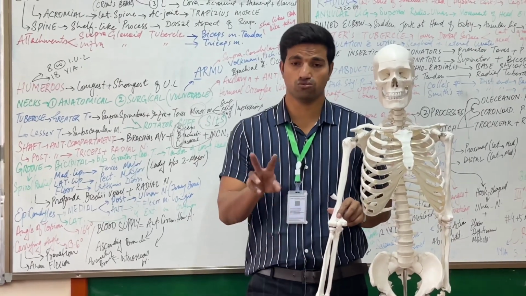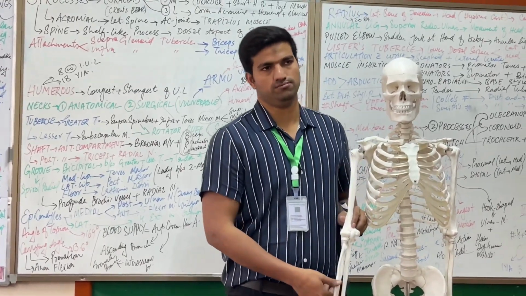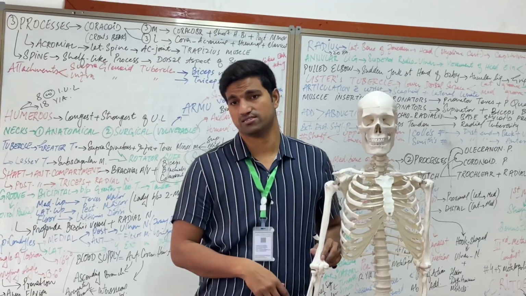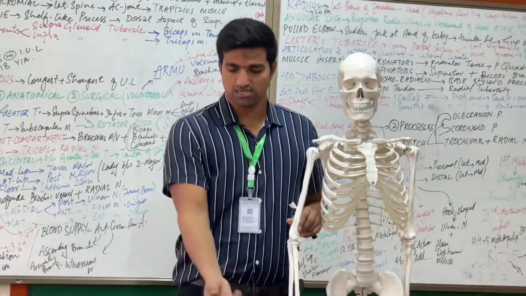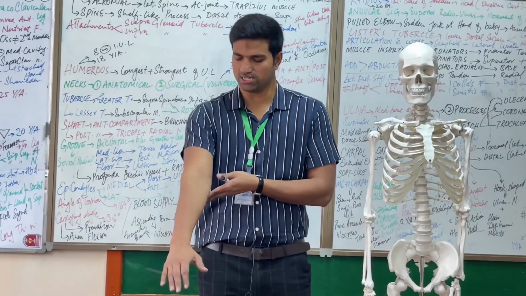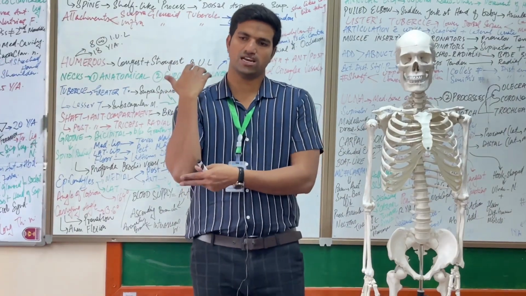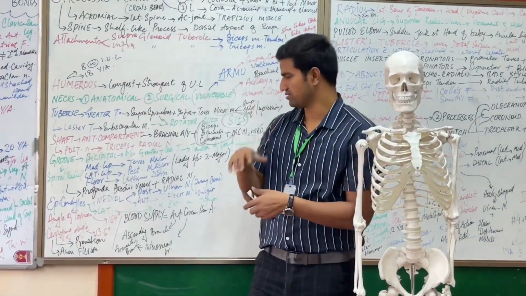And there are 2 things that will lead to the vanishing of this carrying angle. The first is pronation. This is the normal carrying angle. If I do pronation, the carrying angle will be no more, and if I do extension at the elbow joint, the carrying angle will be lost.